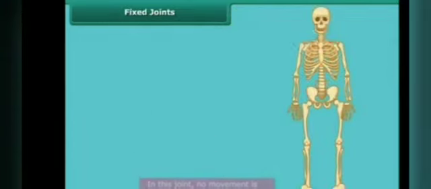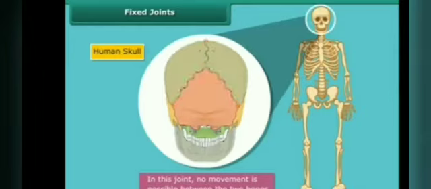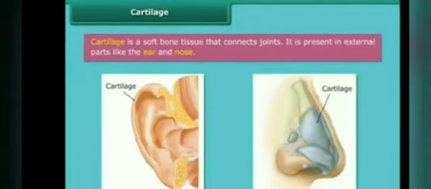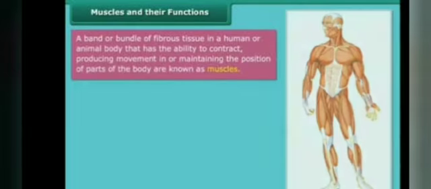Next joint is the fixed joint. It is seen in the human skull. In this joint, no movement is possible between the two bones. Dear students, some additional parts of the skull are not hard like bones but they can be bent. They are called cartilages. Feel the parts present in the ear and the nose; they are cartilages.